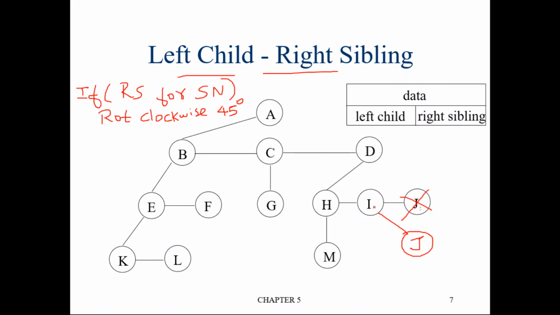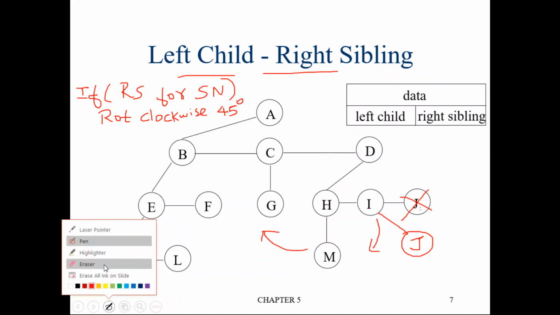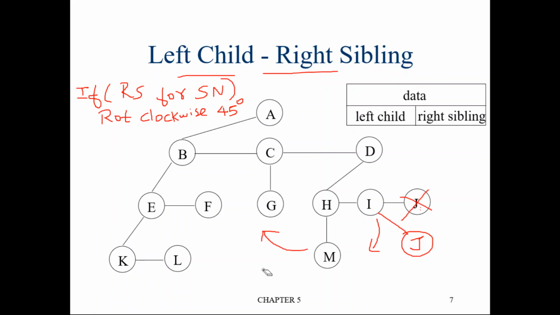Is I a right sibling of someone? Yes, I is the right sibling of H. So rotate it clockwise. If you rotate I clockwise by 45 degrees, what will happen? I will come here from here. Similarly, M will also go here. So actually this tree will get transformed something like this.